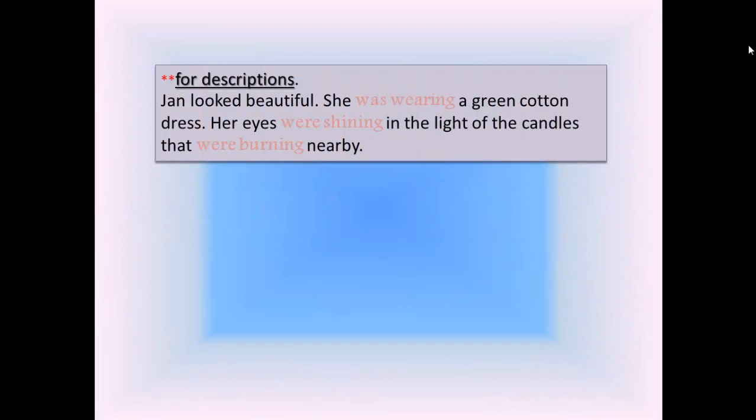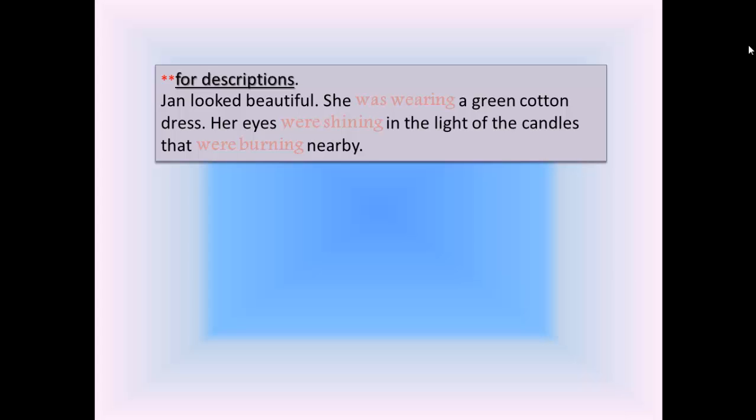Let's move to the second use. The second use for past continuous is for descriptions. If I want to describe anything in the past, I can use past continuous. This text will clarify use number two. Jan looked beautiful. So here we talked about Jan in the past. Maybe I saw her yesterday. So I want to describe her.